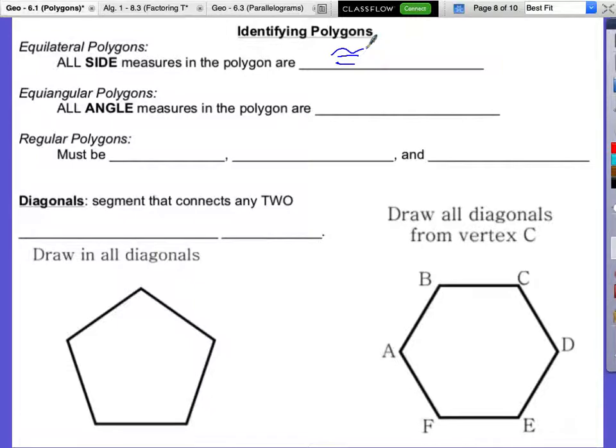So equiangular polygons, all angle measures in the polygons are congruent. So they'll have equal measure. If they're congruent, by definition, they have equal measure.